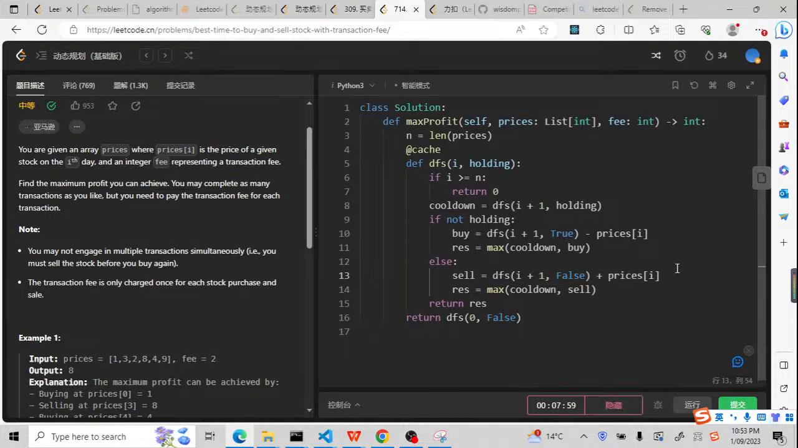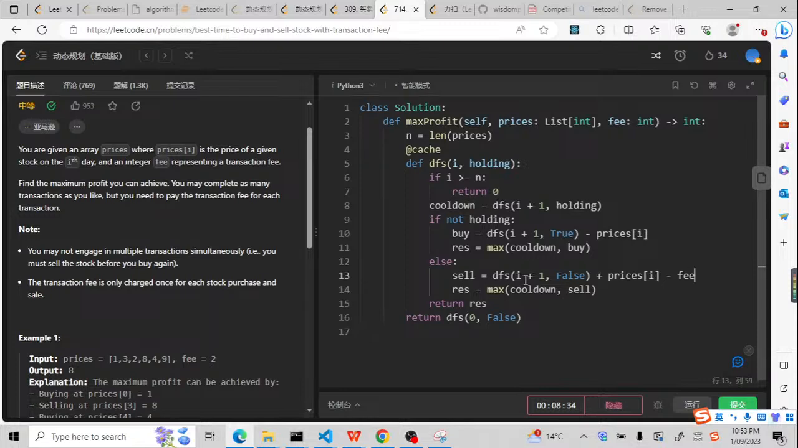So here I will add prices[i] and minus the transaction fee. So here it will be fee. Now I think this is the entire code. As you can see, there are just two changes. One is fee. We need to minus a fee after going to the sell state. So going to the sell state, we get a price, and we need to minus the transaction fee. And also for the next state after the sell, we just need to use DFS i plus 1, not 2, because we don't need to wait for 1 day until we buy it.